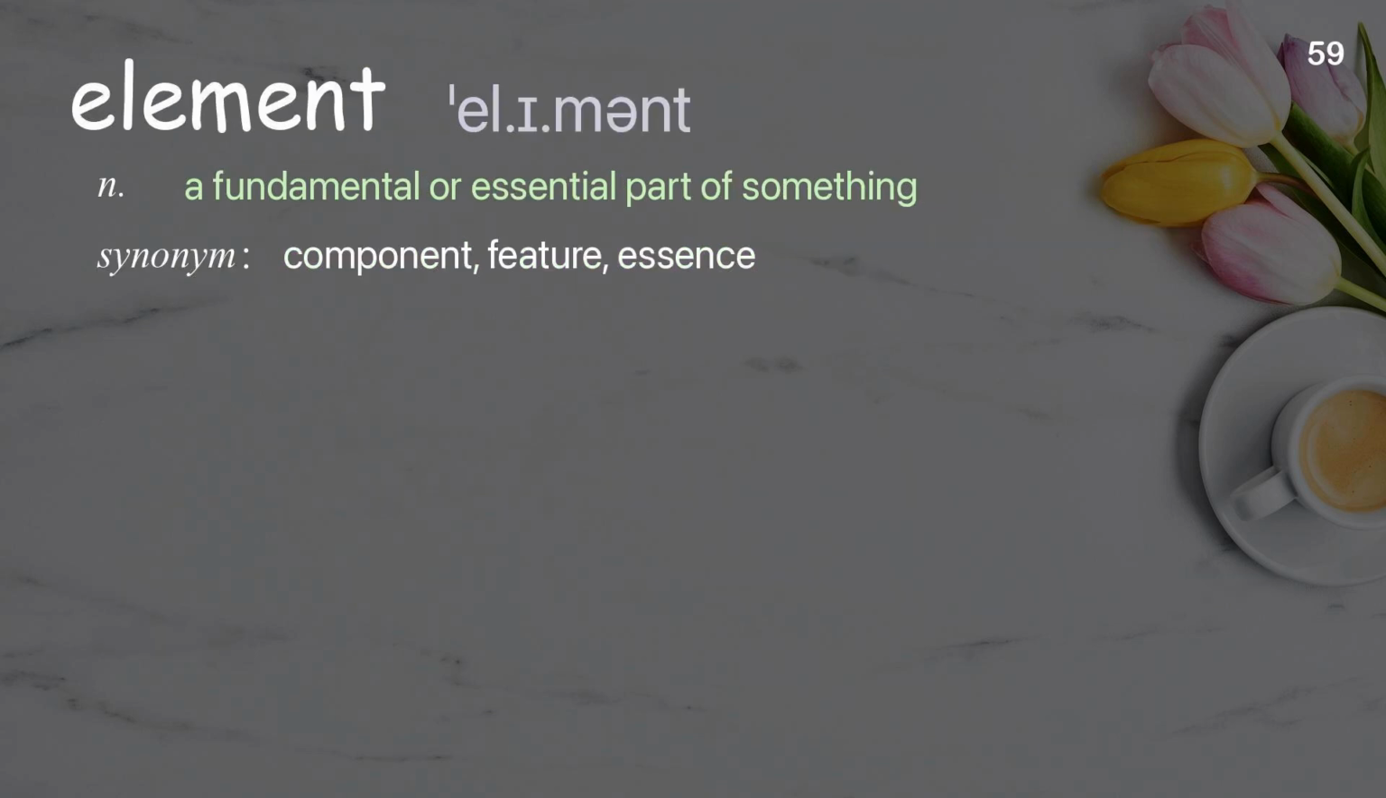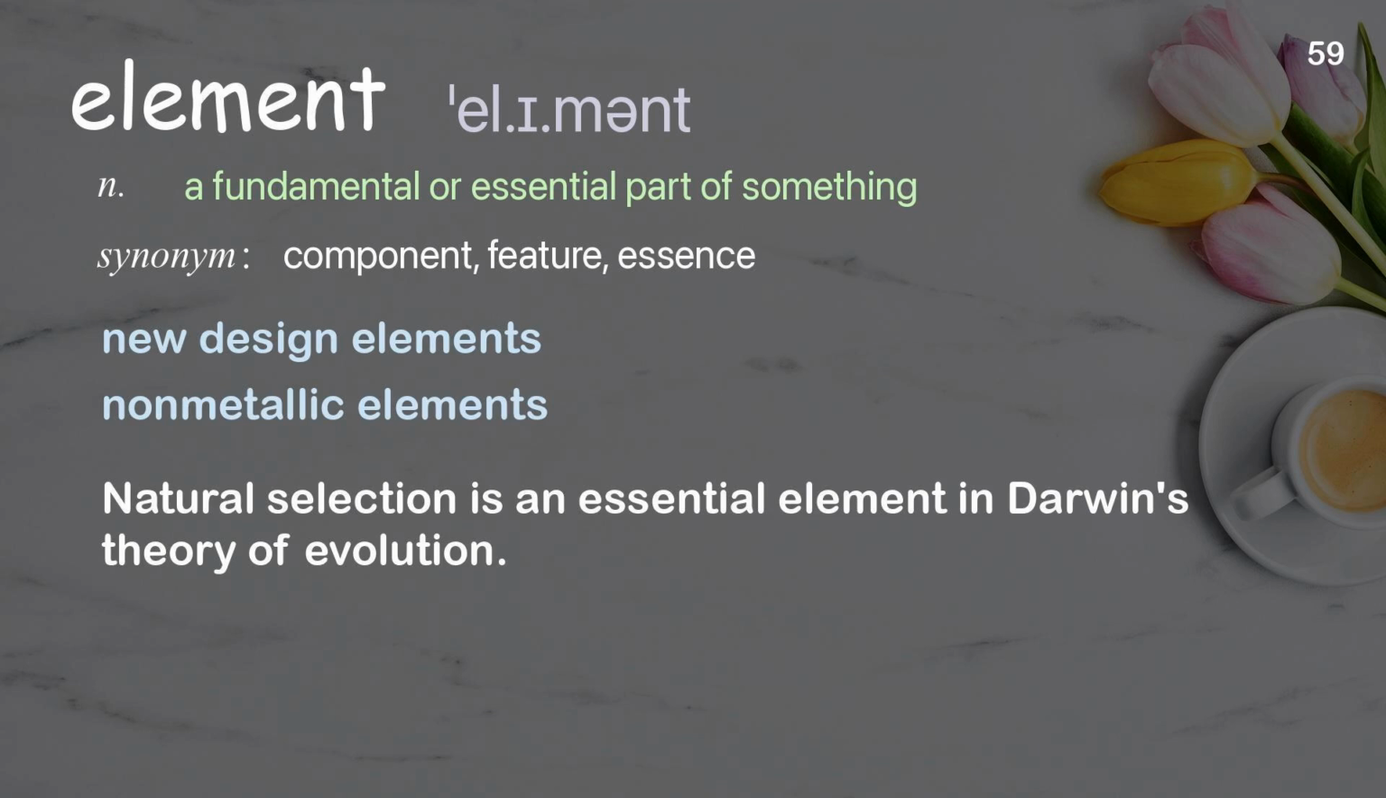Element: A fundamental or essential part of something. Examples: New design elements. Non-metallic elements. Natural selection is an essential element in Darwin's theory of evolution.